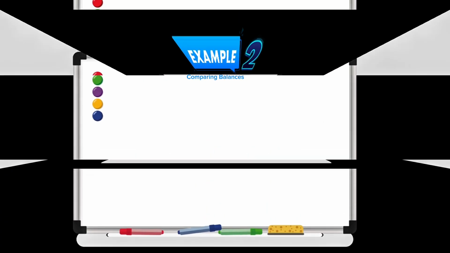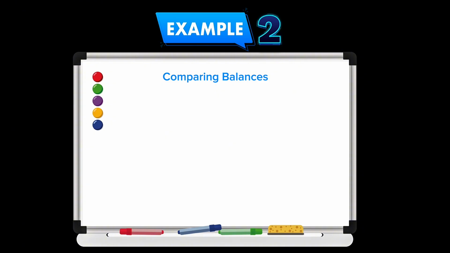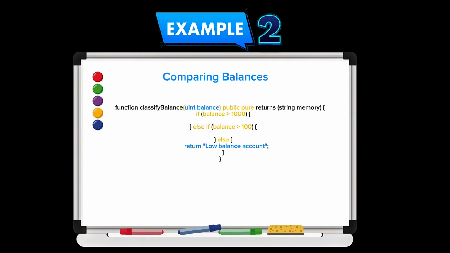Next, imagine you want to compare account balances or check thresholds. For instance, an app might classify users as high spender or normal user based on their balance. Here's a simple function illustrating that. In this snippet, the code first checks if balance is greater than 1000.